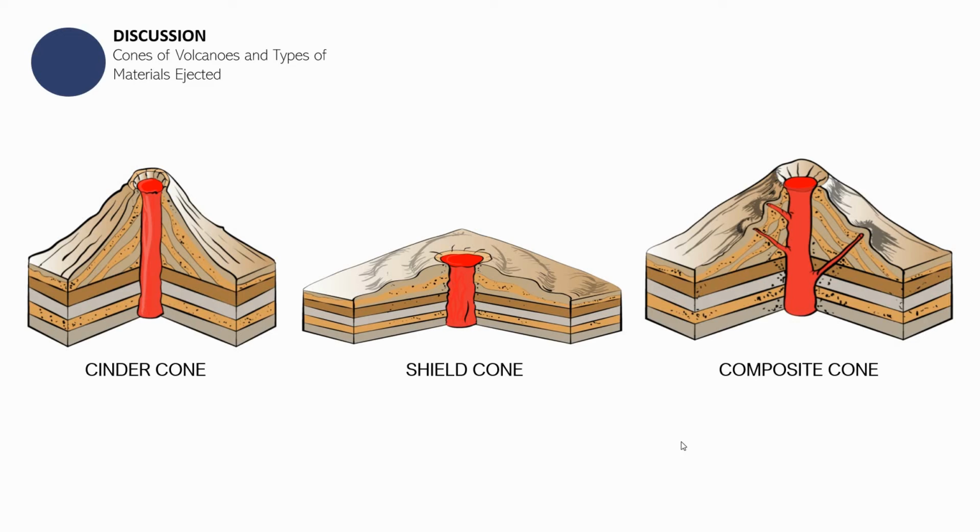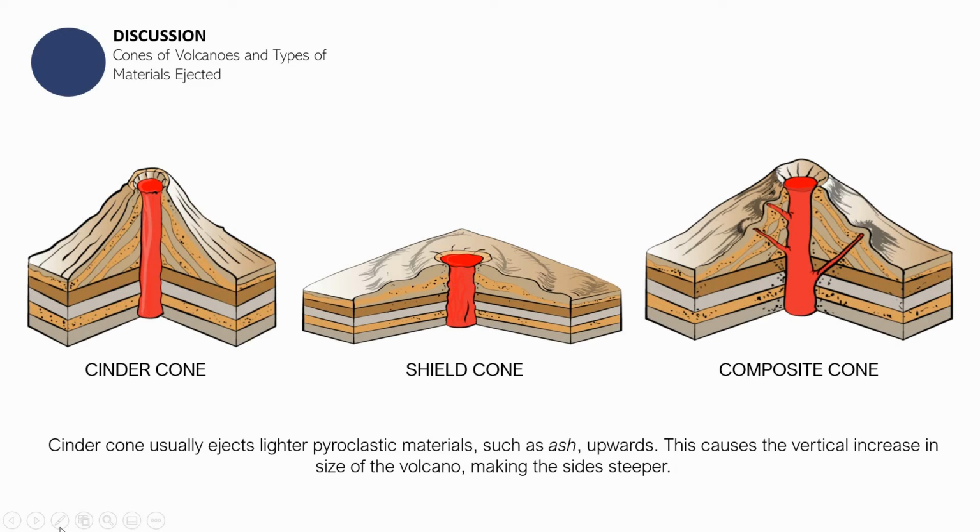Okay, now we proceed with the cinder cone. For the cinder cone, ano kayang klaseng mga materials yung na-eject niya? We focus actually on the lighter materials here. I mean, cinder cones, yung na-eject niya usually are lighter pyroclastic materials such as ash, projected upwards. So, since upwards yan, they just tend to go back down. And that kind of mechanism causes the vertical increase in size of the volcano. So, mas nagiging matangkad siya. And so yung sides niya mas nagiging steeper.